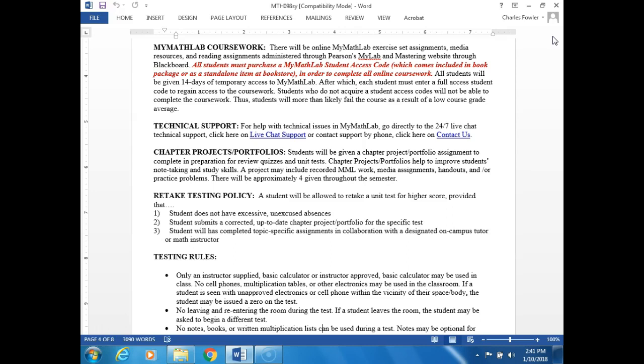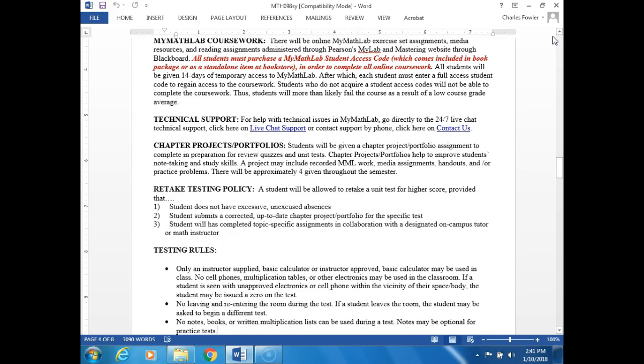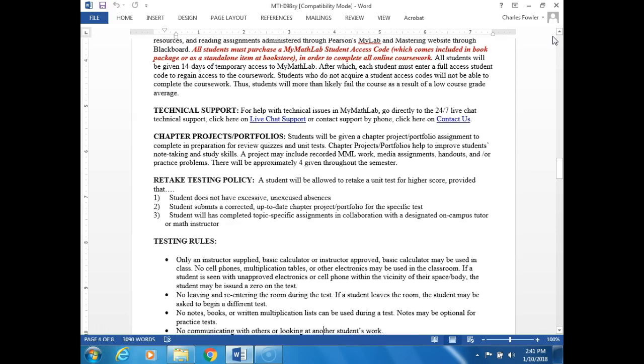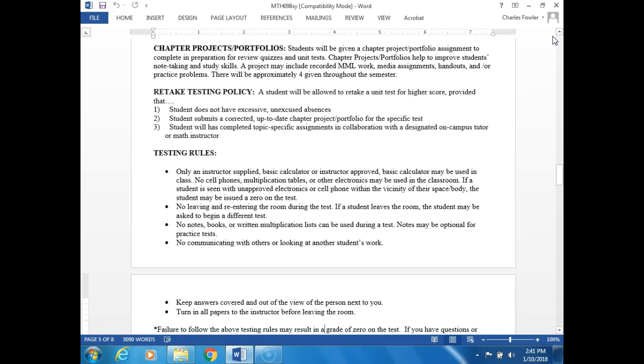Only an instructor-supplied basic calculator. I don't have that, okay. Or an instructor-approved basic calculator may be used in class. No cell phones, and so on. And you see all the rules there. It's all on Blackboard, so you can see it there.